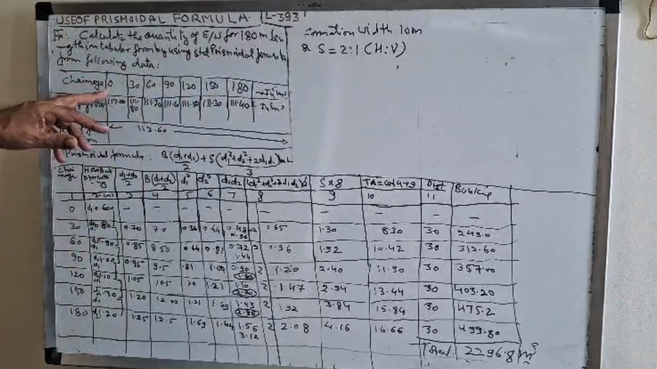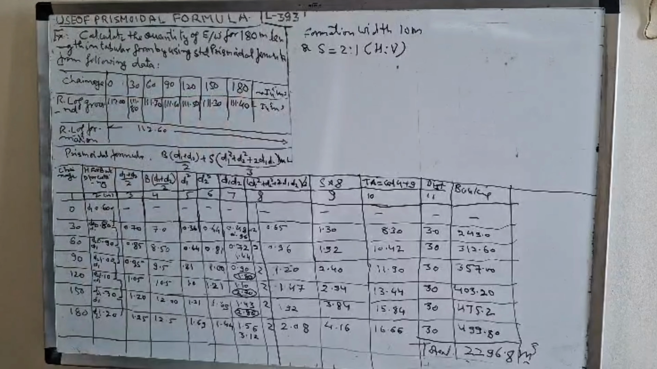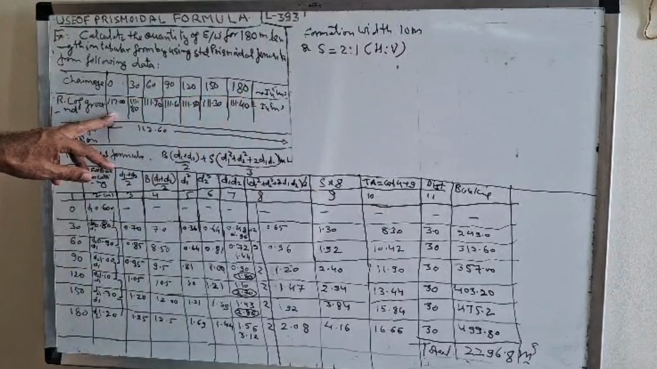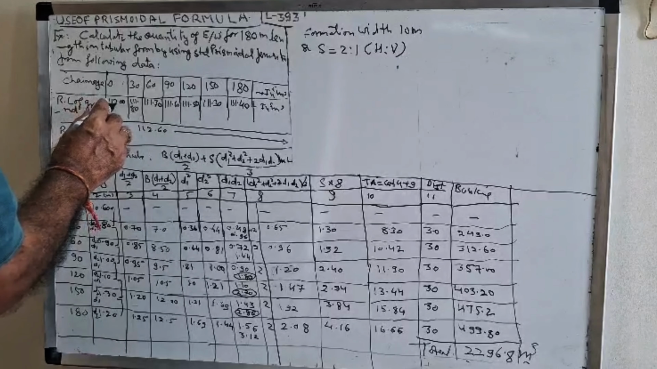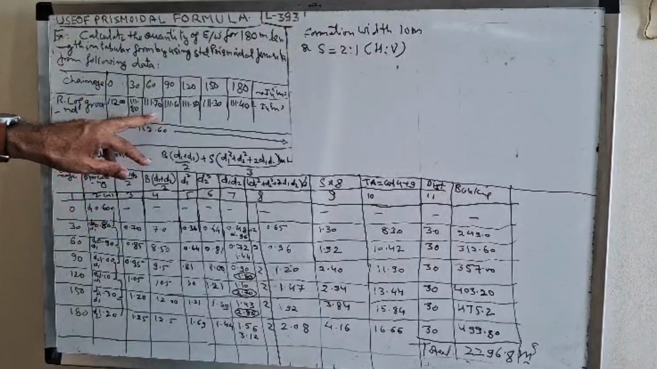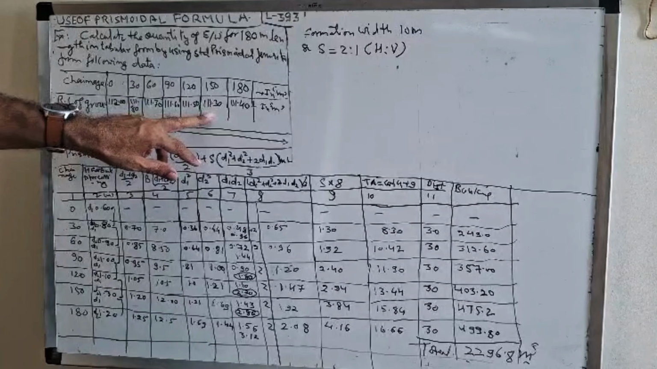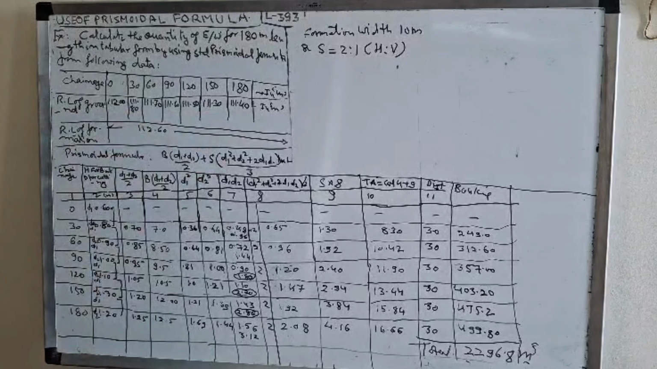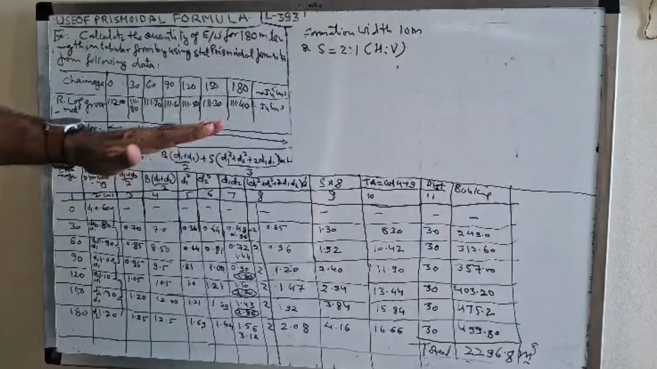data. Chainage 0, 30, 60, 90, 120, 150, 180 in meters, and the RL of ground is 112, 111.80, 111.70, 111.60, 111.50, 111.30, 111.40. These are the RL of ground, and the RL of formation is constant at 112.60. This is a straight line.